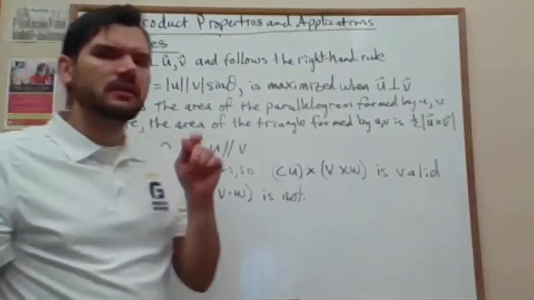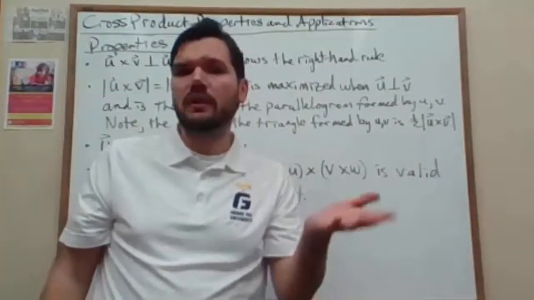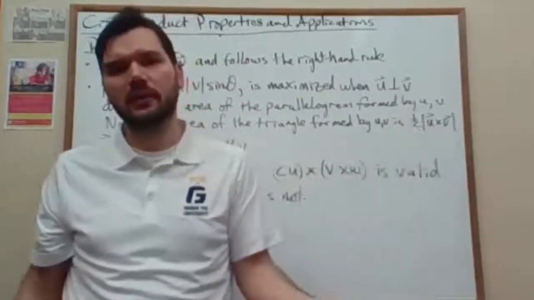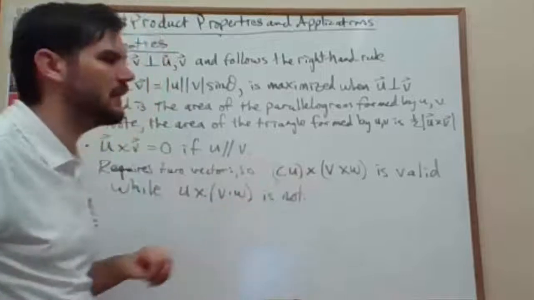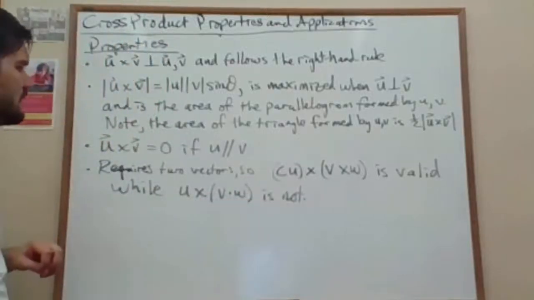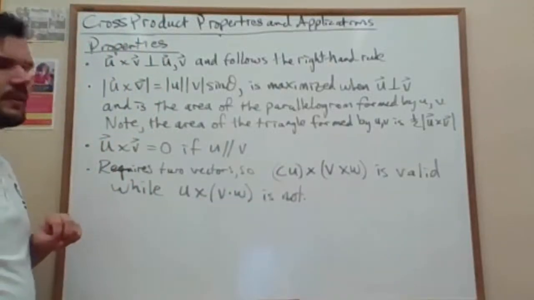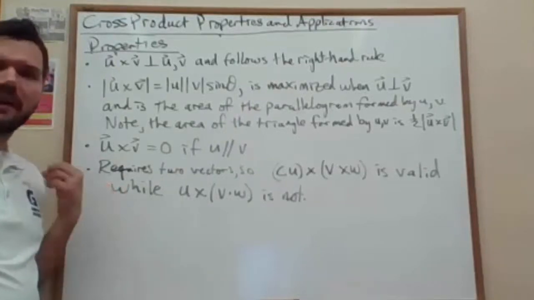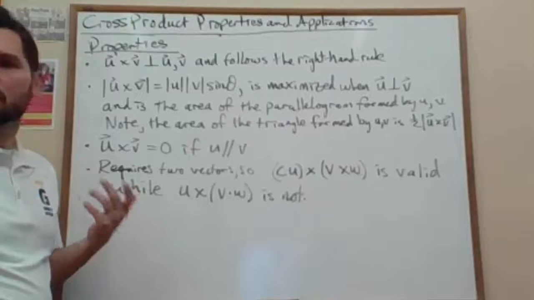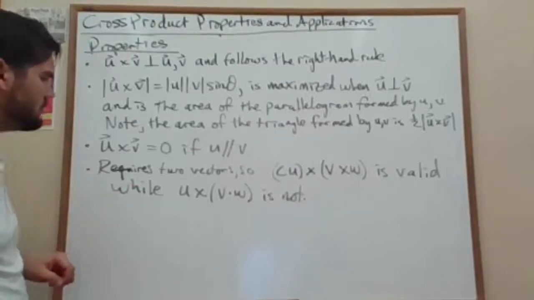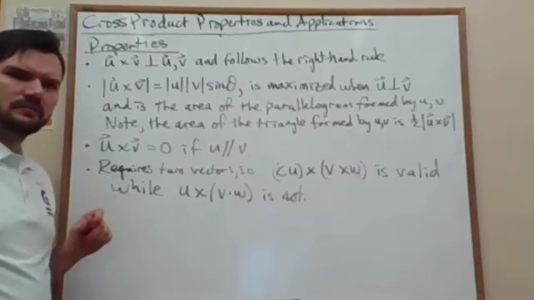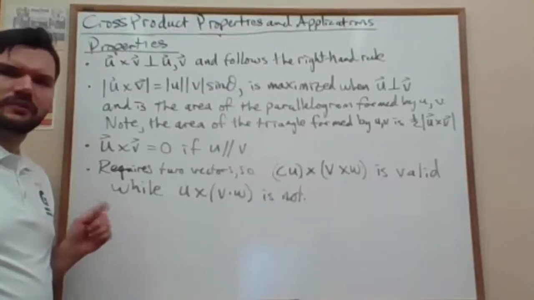Note that sometimes we're interested in the area of triangles, and triangles are essentially just half of parallelograms. So we can take half of the cross product's magnitude to find the area of those triangles. The cross product is 0 if u and v are parallel, which means one is a multiple of the other. And then finally, the cross product requires two vectors.